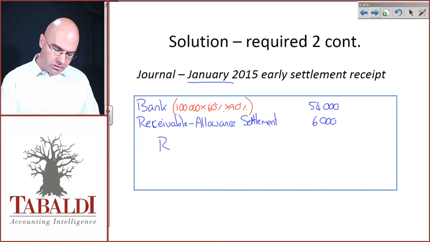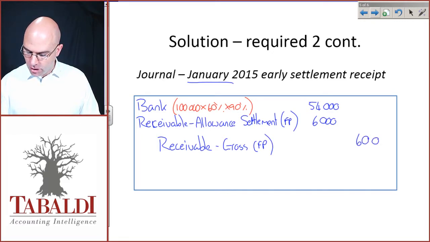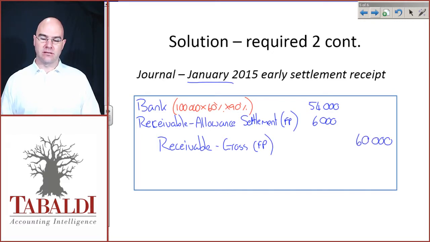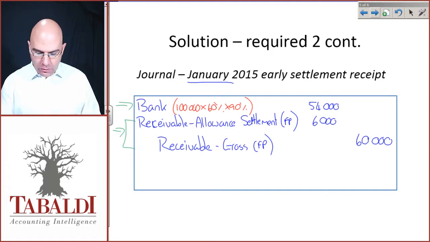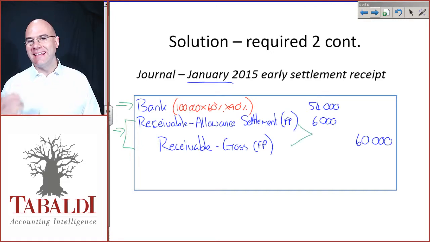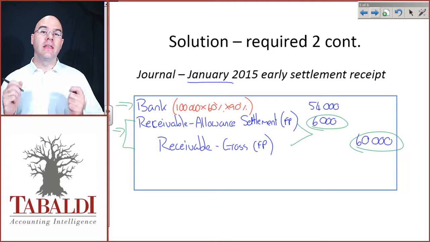And the credit will go to receivables, but the gross receivable. Remember, both of those are financial position accounts. And that was the total receivables now of 60,000 settled. Please remember, once again, it's the same as if I went debit bank, credit receivables, 54,000. All I'm doing is I'm separating my receivables into two line items to create an audit trail, to keep the gross amount separate from the allowance for settlement. In the next example, when I do a change in estimate of the settlement account, then you will see the reasons why.